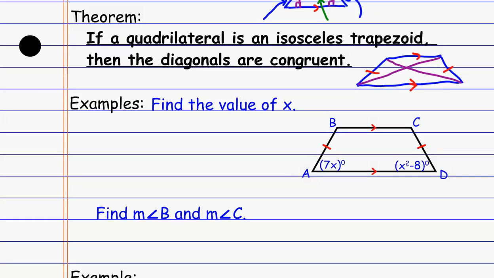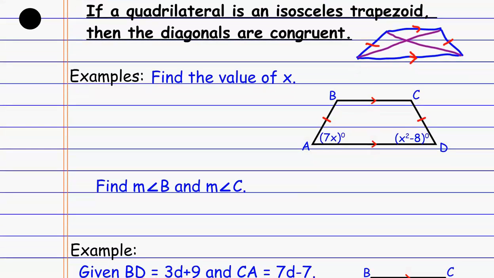For example, if I look at something like this guy, it asks me to find the value of x, and then we're actually going to find some of the measurements of some of these angles as well. When I look at this thing, the first thing I notice is that this is a trapezoid because I have one pair of parallel lines here. That's the definition of the trapezoid. And then it's an isosceles trapezoid because I've got these congruent legs. So now I know it's isosceles.